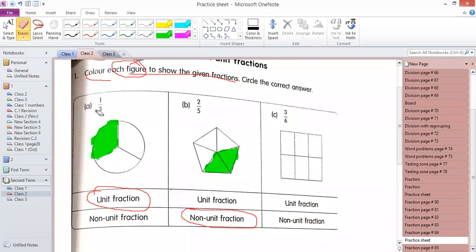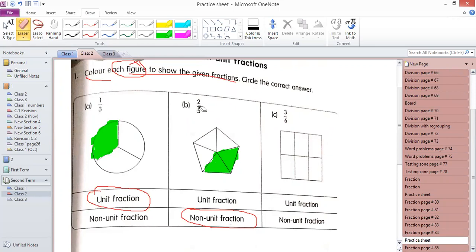So we have to color it according to the fraction, and then we have to tell whether it is a unit fraction or a non-unit fraction. So out of three equal parts, if there is one part we colored, that's correct, because 1 out of 3 is colored, and 1/3 is a unit fraction because there is 1 in the numerator. This is also 2/5.